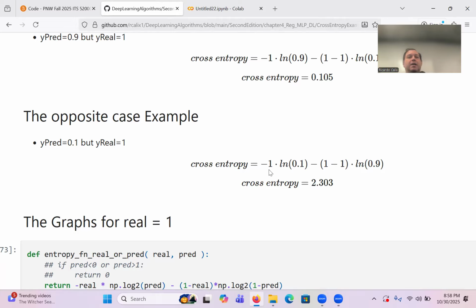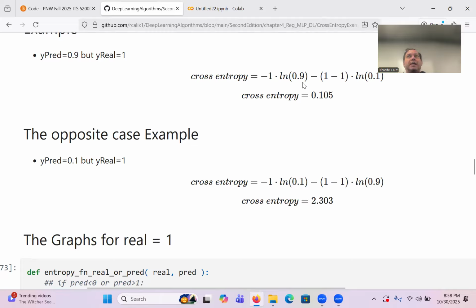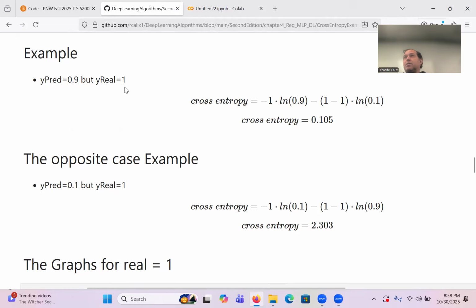So cross entropy then, when the case is 1, the probability is not like the previous one where it's 0.9. It is actually 0.1. Do you see that? Plus negative 1 minus 1, and the opposite of it is 0.9. When we compute this, 2.3. So do you see, when the prediction is bad, the cross entropy is higher. As the prediction gets closer to the real, look at what happens to the cross entropy. It goes down to 0.10.